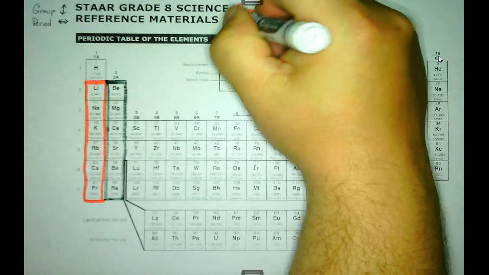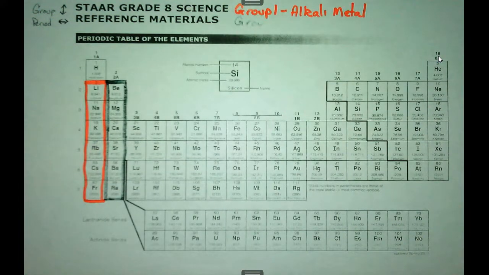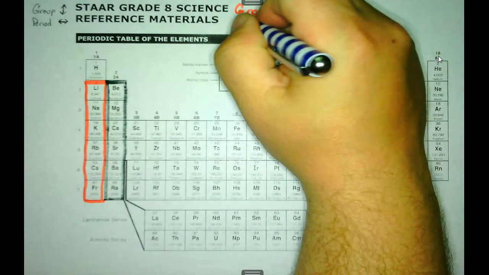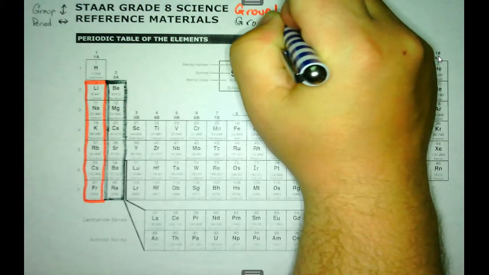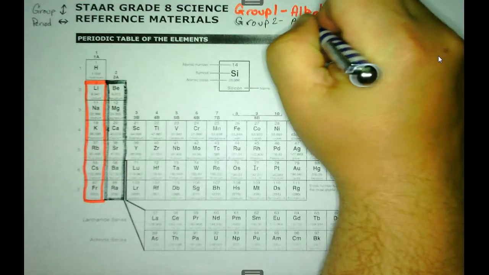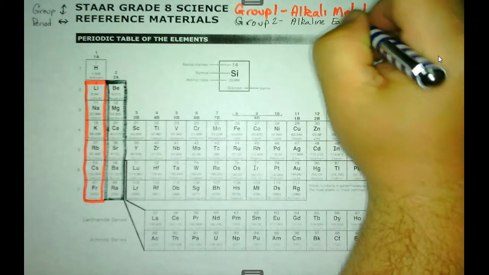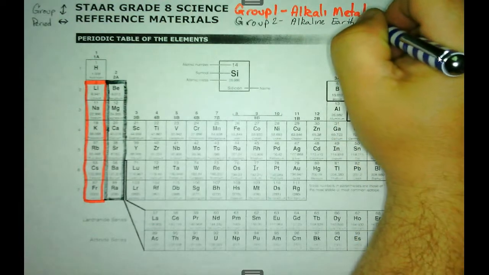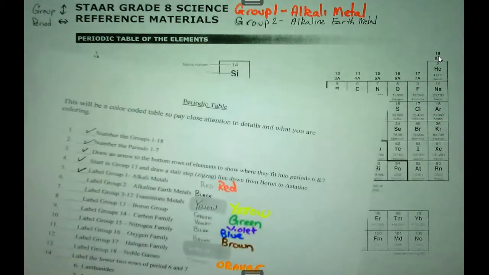So that is group 1. This is just not a very good marker right here. Might have to get me a different one, but I'll write it in pen right here. Group 2 is the alkaline earth metals. There we go. Look at that. We have 2 groups done. All right, I'm getting excited.